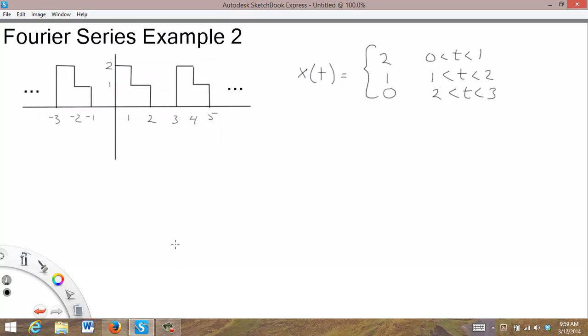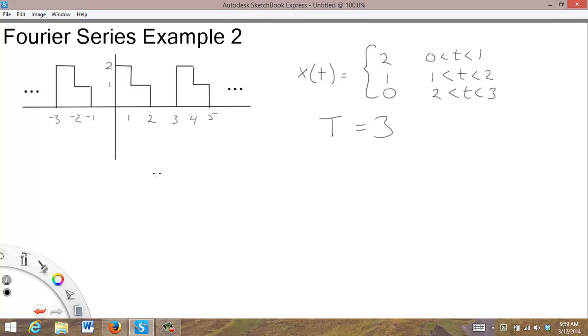This example is to compute the Fourier series from the figures shown here, which is from Oppenheim and Willsky, problem 3.22, figure F. And here I've written on the side what x of t is over the first period. Again, the period here is T equal to 3 because that's what it repeats over. Alright, so for this one we do have to integrate, but we won't have to integrate by parts.